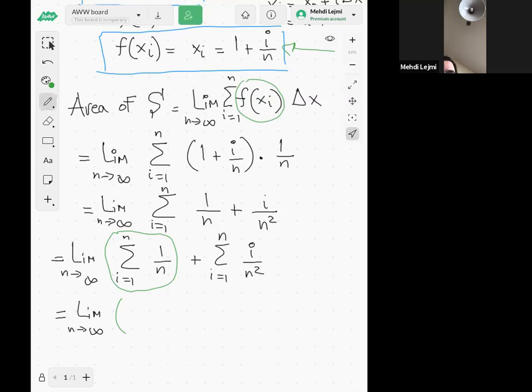So this 1 over n: when i is 1, you have 1 over n. When i is 2, it's 1 over n. When i is 3, it's also 1 over n. There's no i here, right? So for any i, we're just going to have 1 over n, and so on, plus 1 over n. So how many times? Well, we're going to have n times, because i goes from 1 to n. So this is n times.